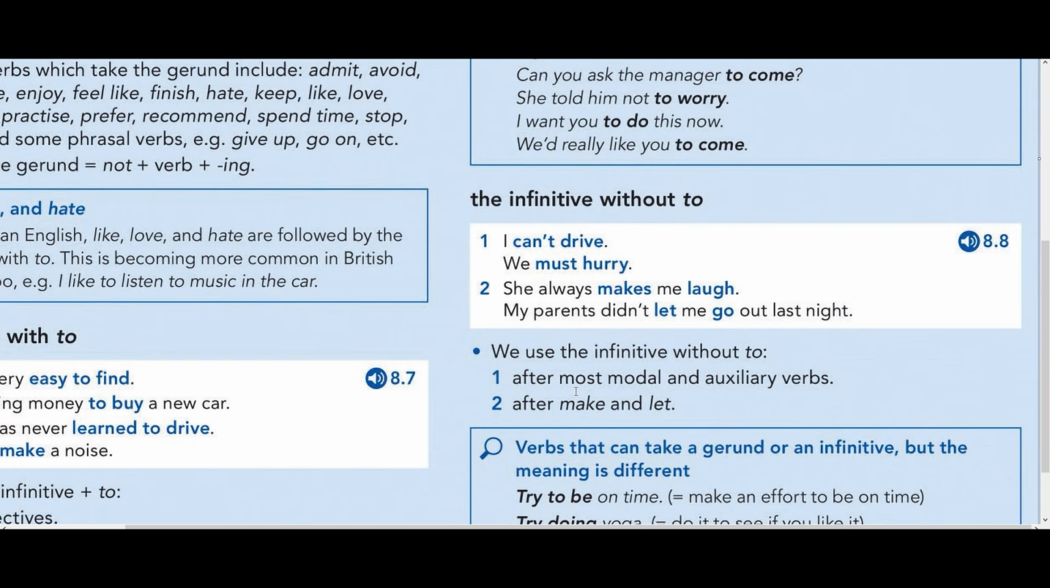А вот обратим внимание на это. Make и let — два глагола, они некие исключения. Дело в том, что после них мы используем слово без частички to и не герундий. She always makes me laugh — она всегда заставляет меня смеяться. My parents didn't let me go out last night — мои родители не позволили мне пойти на улицу прошлым вечером. После make и let идет слово, как оно есть. Они очень часто в упражнениях будут встречаться, поэтому обращаем на это внимание.